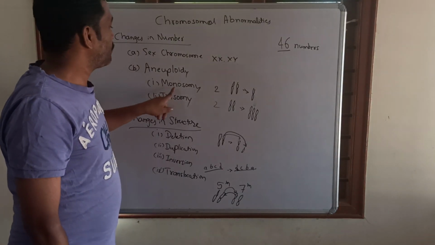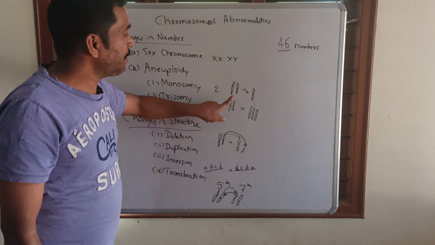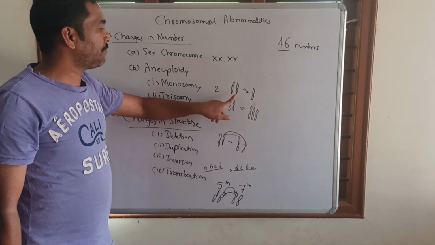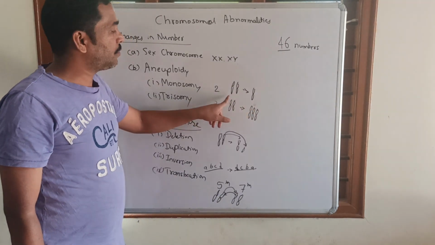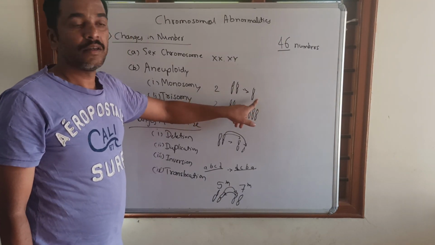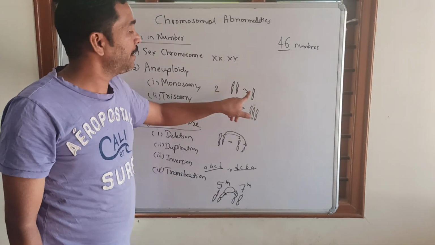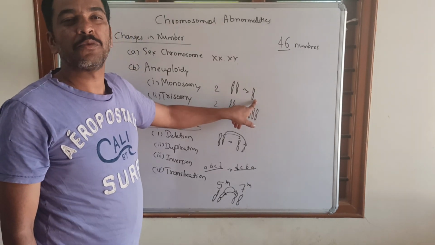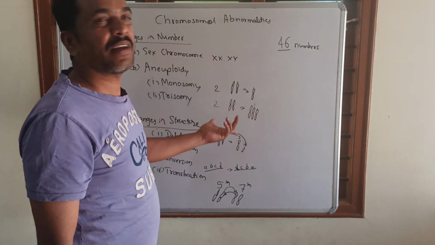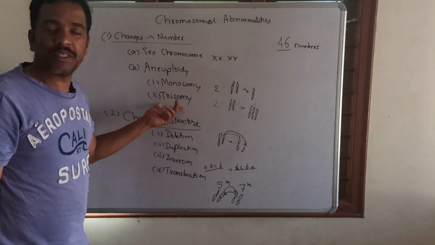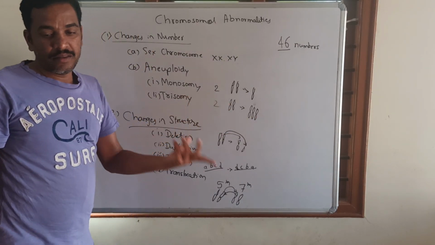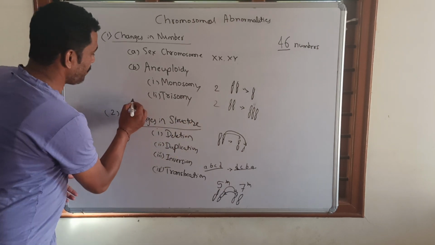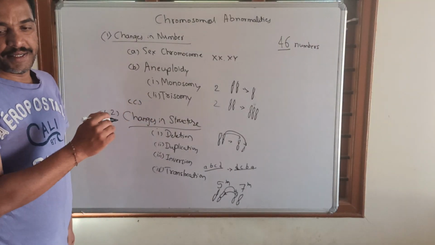Wherein monosomy is there, where instead of 2 it will be 1. Instead of 2 chromosomes in a pair, it will be 1 chromosome. You can't call it a pair. Similarly, trisomy is there, so instead of 2, it will be 3. Similarly, you can have another one, that is polyploidy.